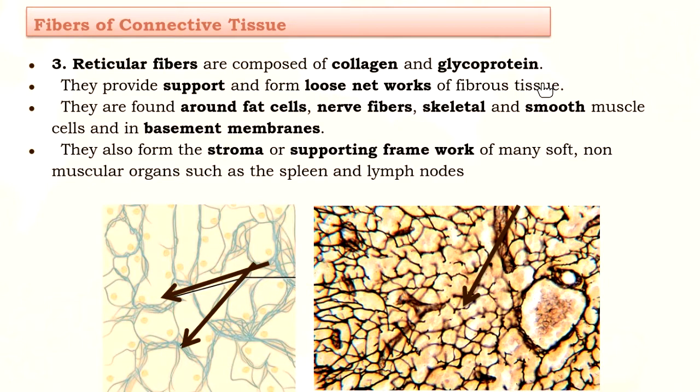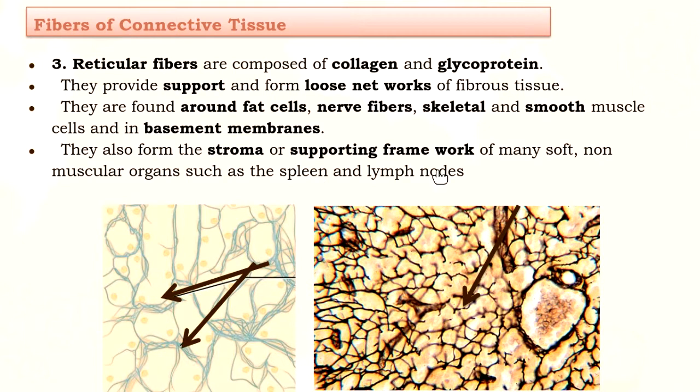Here, you can see this clearly in the first pictorial presentation. The arrows are indicating the loose reticular fibers. They are found around the fat cells, the yellow appearing ones, nerve fibers, skeletal and smooth muscle cells, and the basement membrane. They also form the stroma or the supporting framework of many soft tissues. They are also located in the non-muscular organs such as spleen and lymph nodes. Non-muscular means there will not be any muscle, that is, non-muscular organs like spleen and lymph nodes.